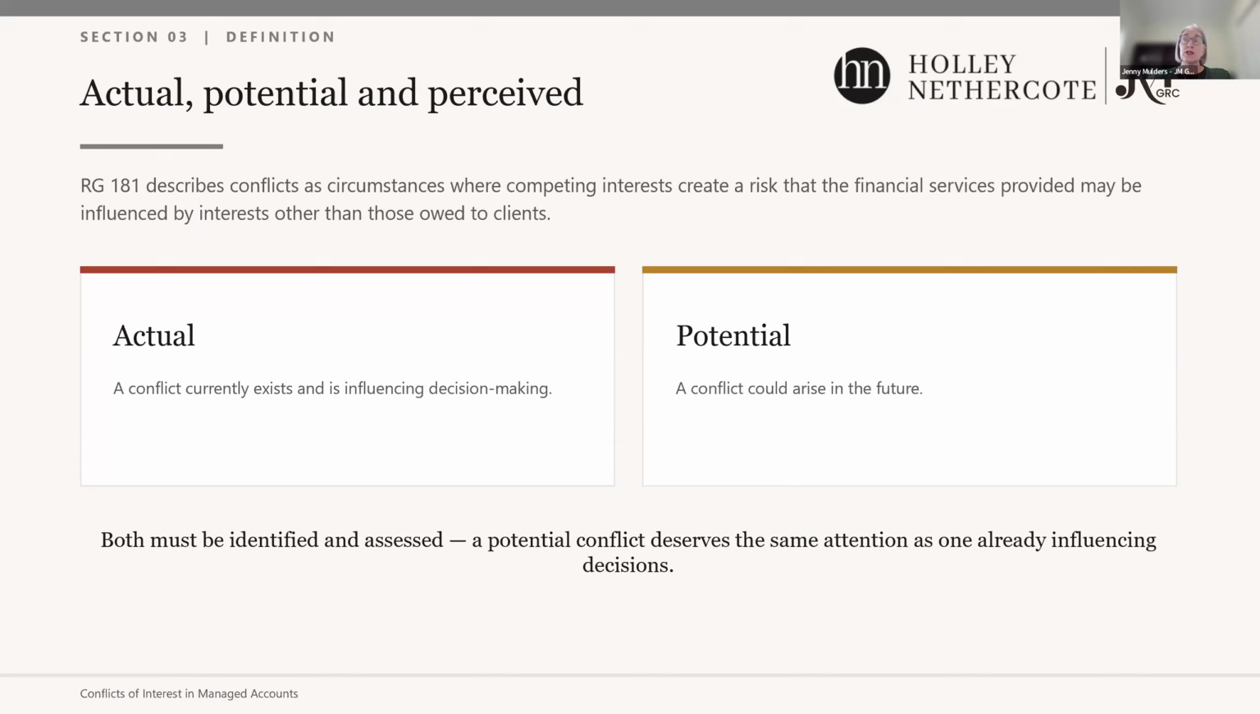So the potential area is the structure today may not give rise to a conflict. You've got your segregation, you've got the right people doing the right job, you've managed various different aspects of the relationship, but then something changes. Somebody's promoted, you change the third-party providers, or you bring something in-house. When those things change, you will have a different set of conflicts that you need to consider.